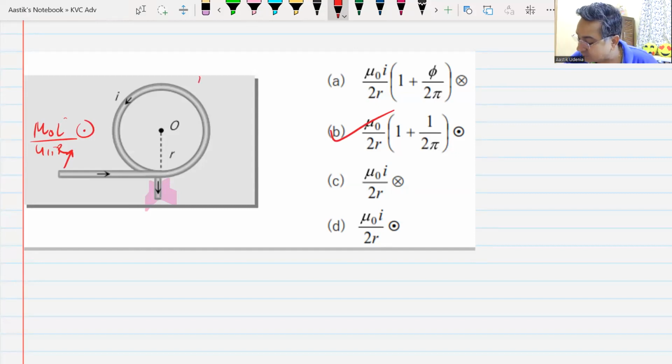In any case, what is the field due to this wire? Mu naught I by 2 R. In the direction? Outside.